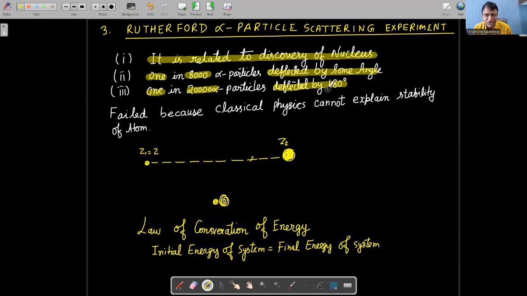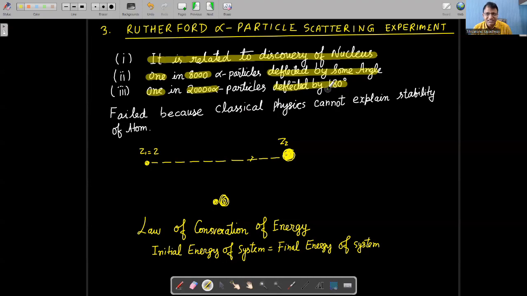Now there is a very common question or doubt of the student: in Bohr's theory we are saying that the electron is moving in a circular orbit, and in Rutherford's theory also we are saying that the electron is moving in a circular orbit. So why does Rutherford's theory fail? At the time of Rutherford there was no development of quantum physics.